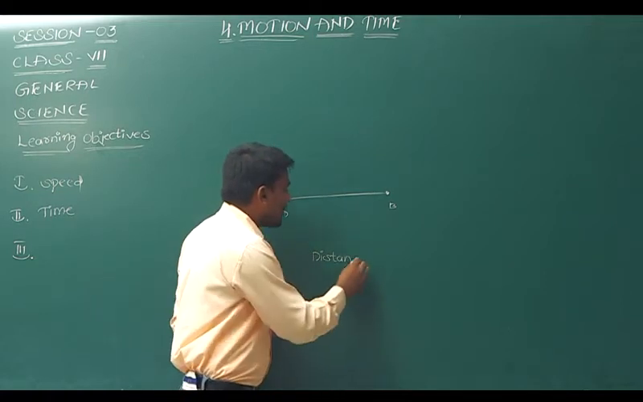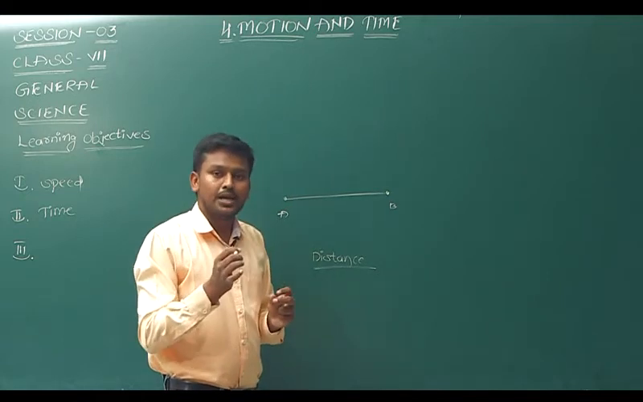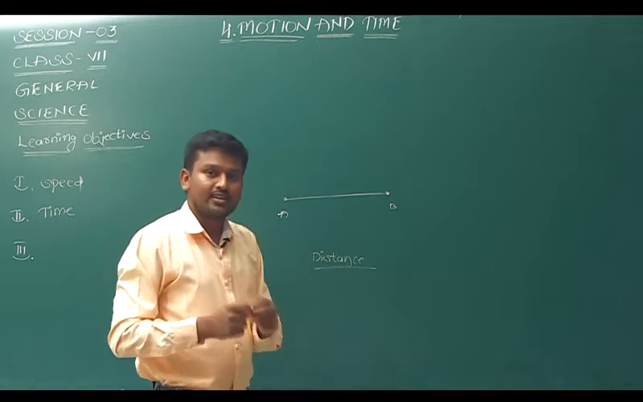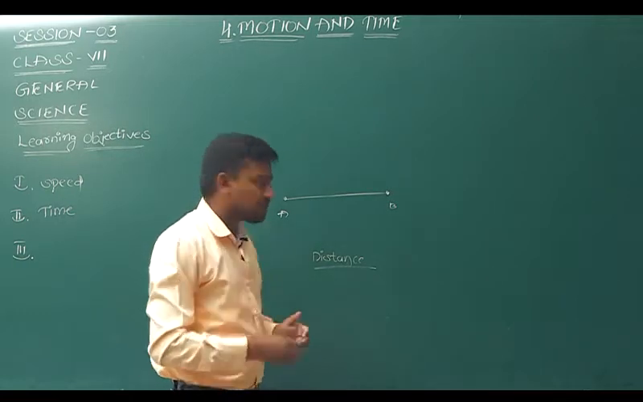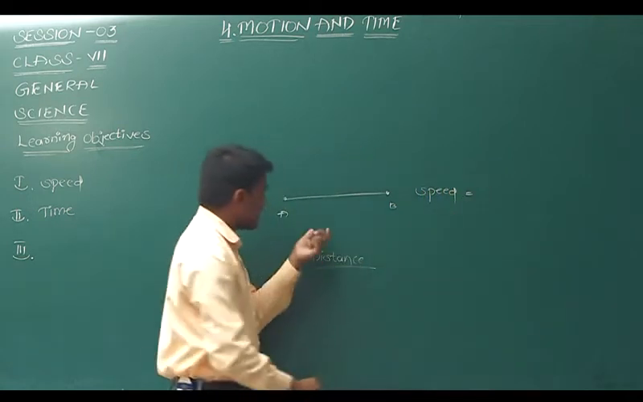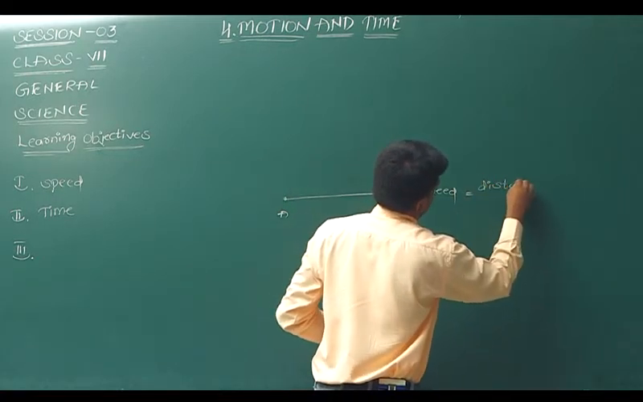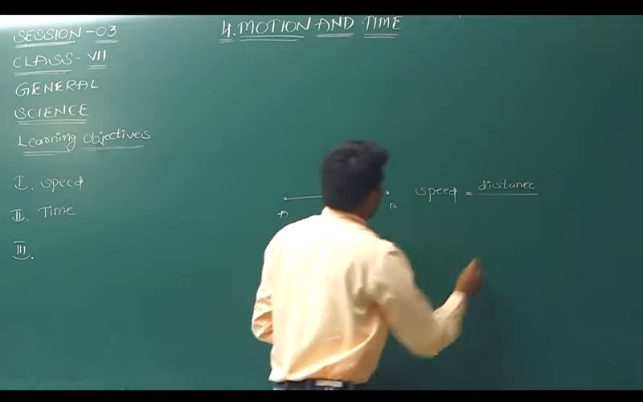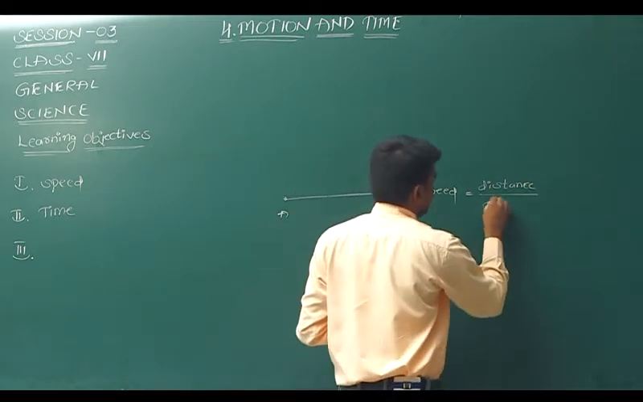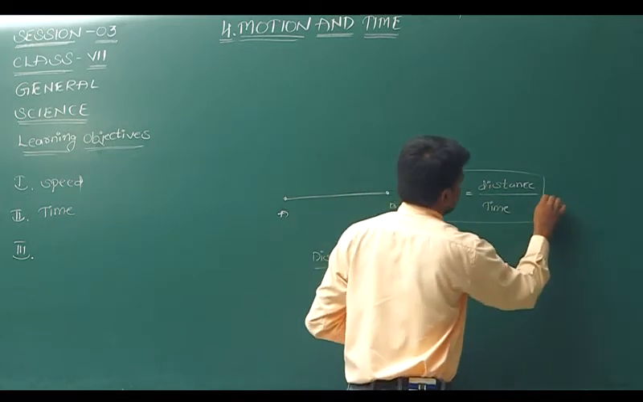So here we are comparing the distance with the time. So we call it as speed. Simply we can say the speed of the cheetah is more than the speed of the snail. So we can write this speed as distance by time taken to cover this distance, that is time here. So speed is equal to, simply we can write it as, distance by time.